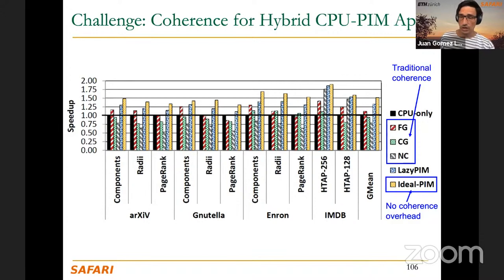But implementing traditional coherence mechanisms, such as the ones that we typically use in multi-core systems, for example, or in other types of accelerators, for example GPUs, might be extremely costly and burden the ideal performance and energy savings of processing in memory a lot. And these are some interesting results from one of our papers, LazyPIM, that proposes a way of maintaining the coherence between the CPU and the PIM cores.